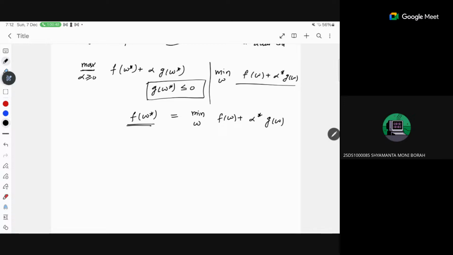Can you repeat, sir? So here, if we write this equation as min over W of f of W star plus alpha star G of W star, if I do that, will this quantity be equal to f of W star, or greater than or equal to f of W star, or less than or equal to f of W star?